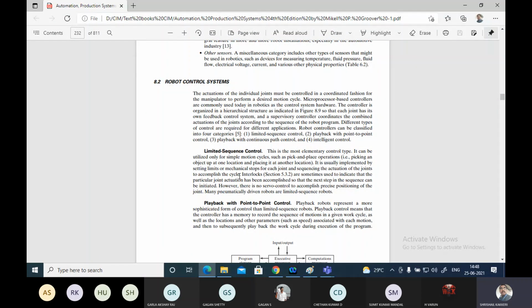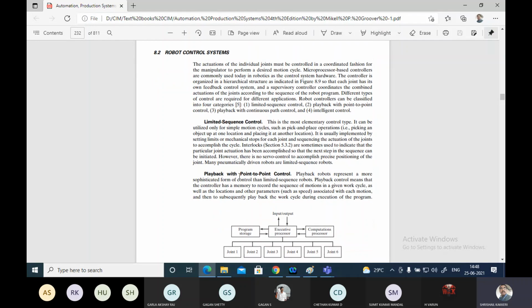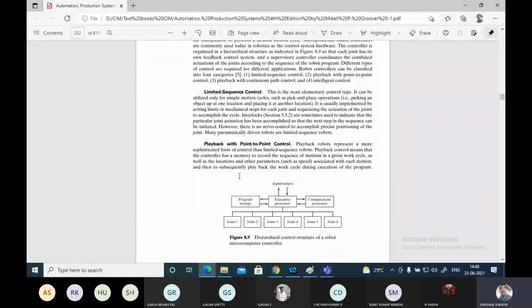Here you need not write any diagrams, or if you want you can write the diagrams also. The diagram is not required, I think. Limited sequence controllers will be used for pick and place operations only. As the name indicates, it is a PTP controller, and another is a CP motion controller.